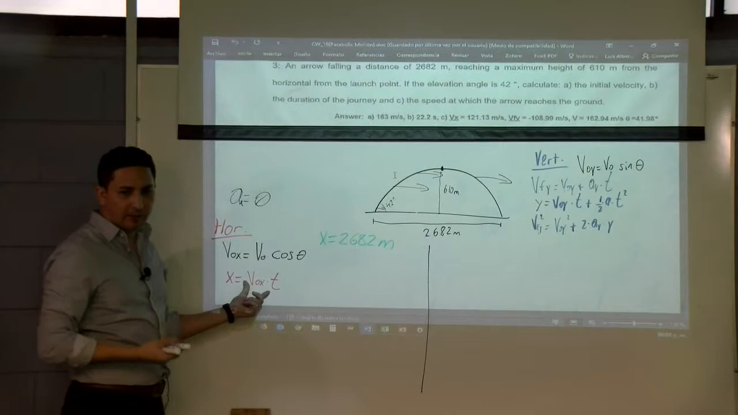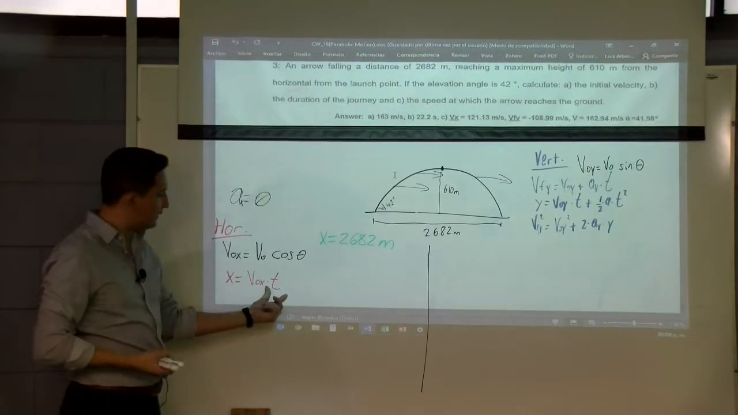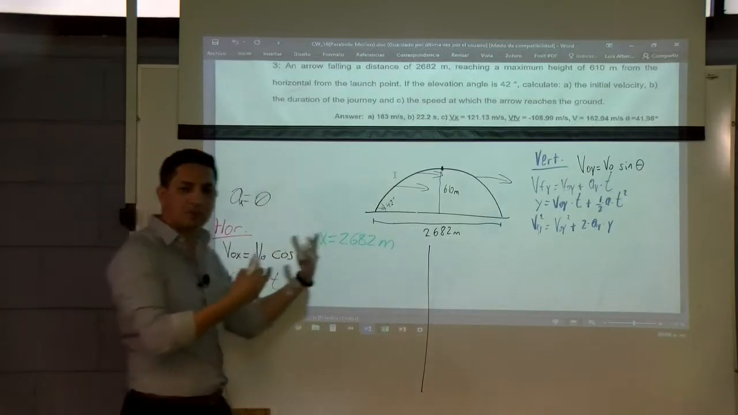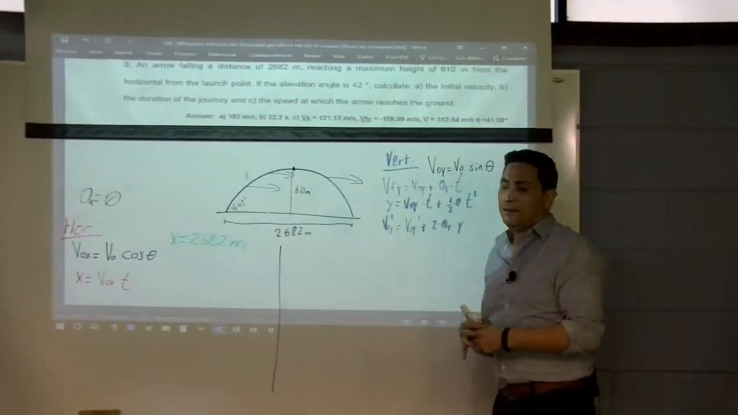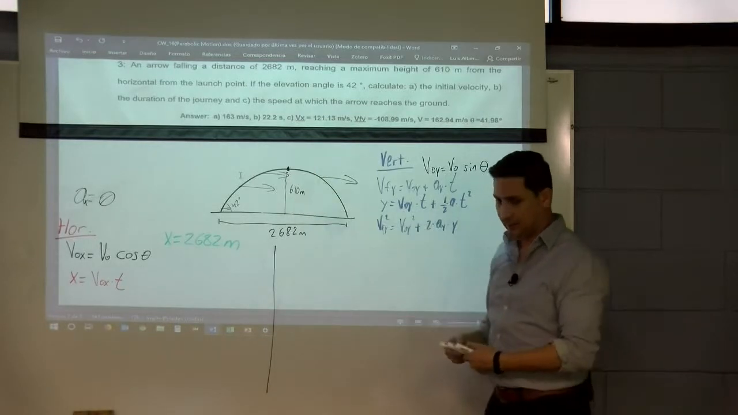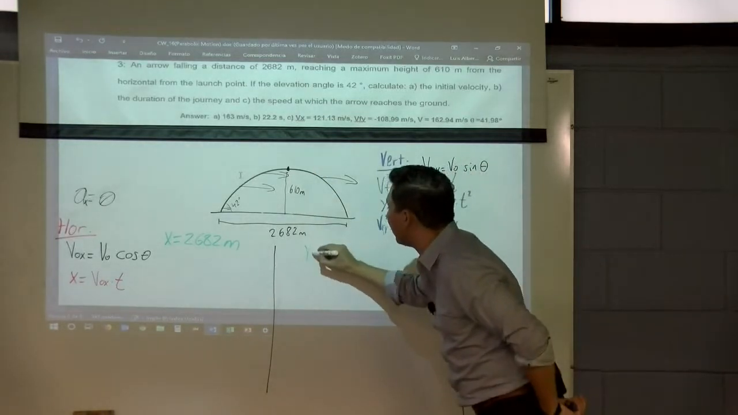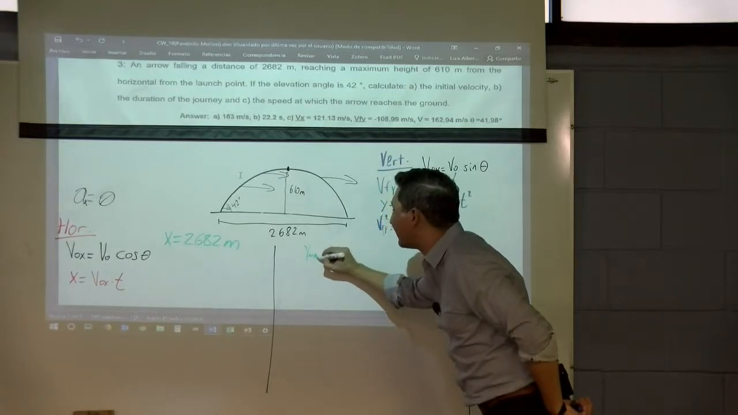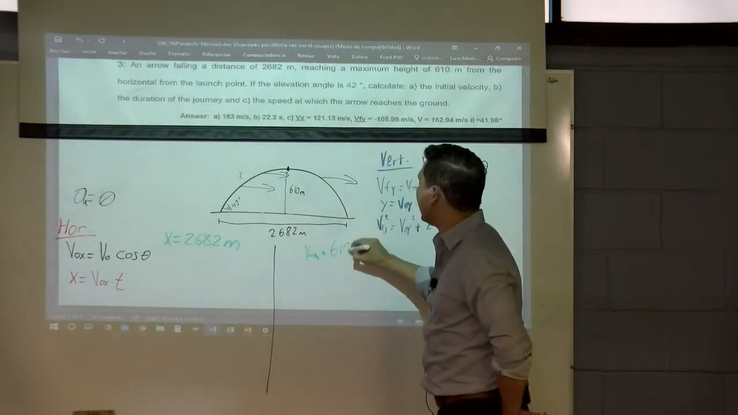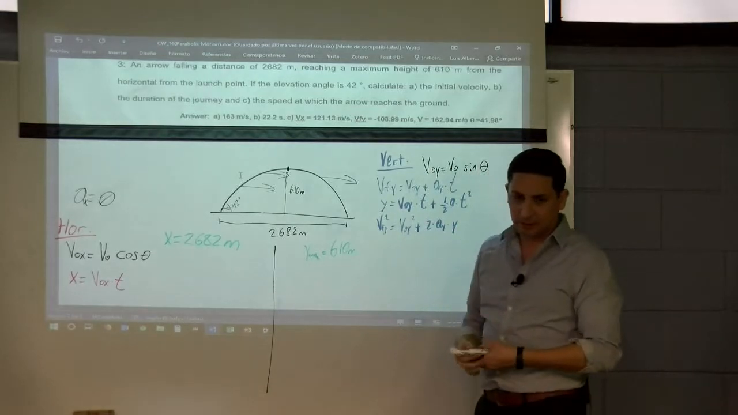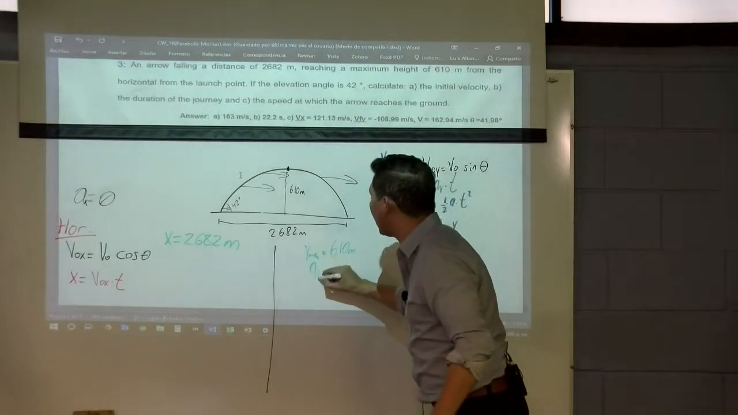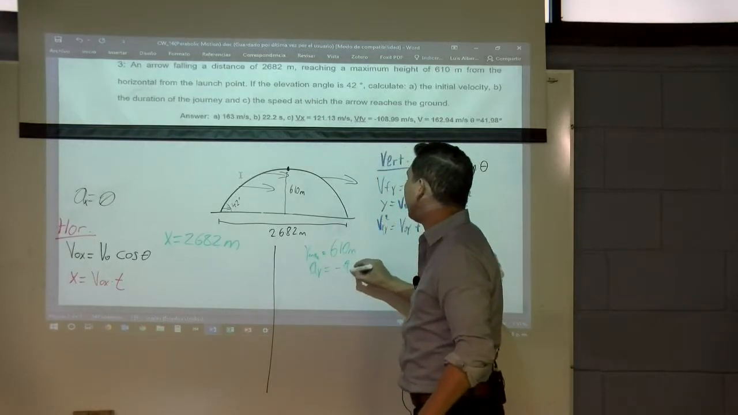Do I have VOX? Well, I don't have it. Do I have time? I don't have it. So we finished with the horizontal analysis. Now we will check what variables we have in the vertical analysis. In the vertical analysis, you know that the maximum height, that will be y, I can call it y max, the maximum y, is 610 meters. Then another value we know is that the acceleration due to gravity, the AY, is minus 9.8 meters per square second.